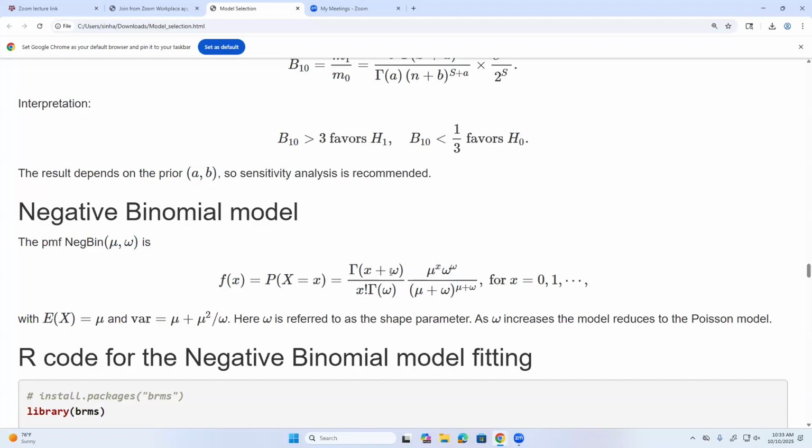And what are the interpretations? Mu is the mean of the random variable, and the variance of x is mu plus mu squared over omega. Obviously, you see the variance is larger than mu, right? It is mu squared over omega. Here, omega is referred to as the shape parameter. As omega increases, the model reduces to the Poisson model. So if you allow omega to be infinity, then it turns out to be the Poisson model.